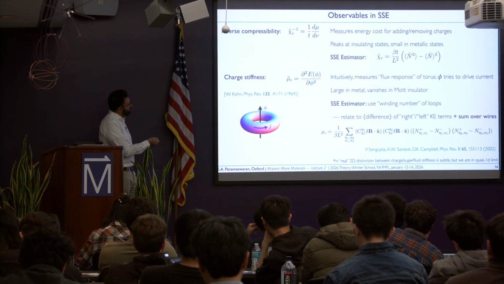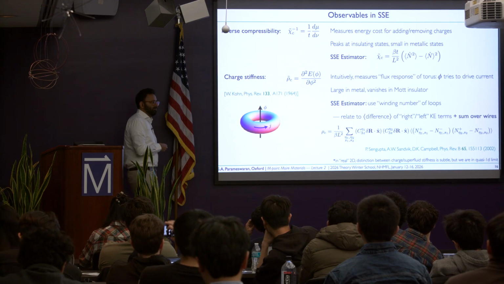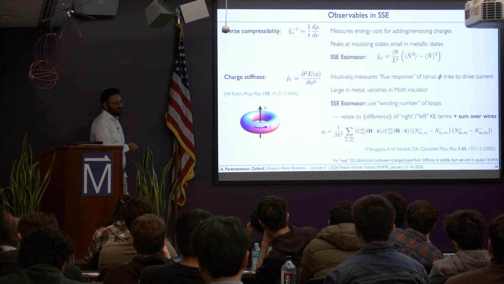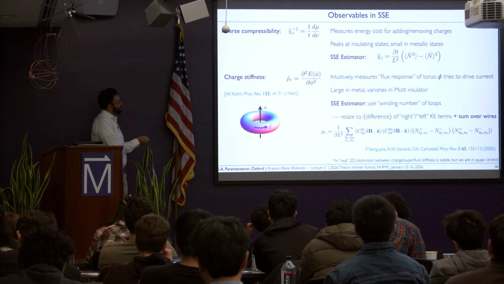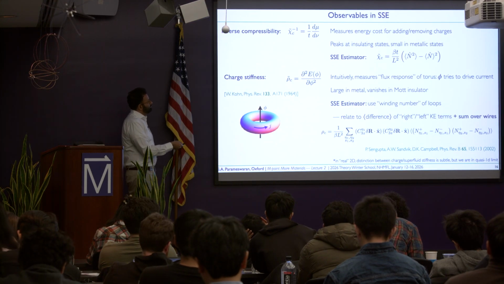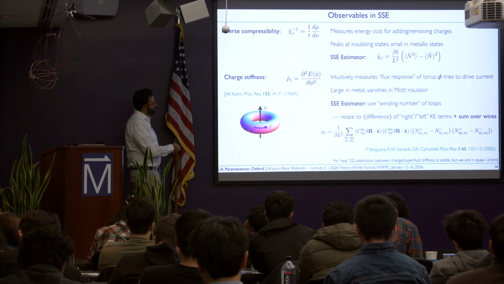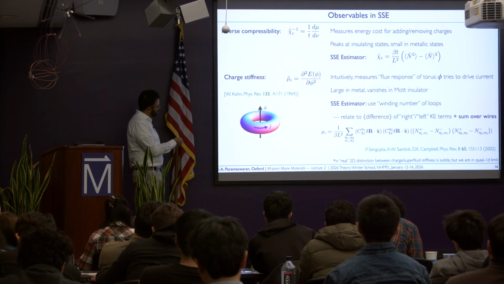Another quantity you can compute is what I'd call the charge stiffness. This was a very famous paper by Walter Kohn characterizing the insulating state. And what it does is look at the second derivative of the ground state energy with respect to a flux. Operationally, that's what it measures. It measures the flux response of a sample in a torus with a flux threaded through a loop.